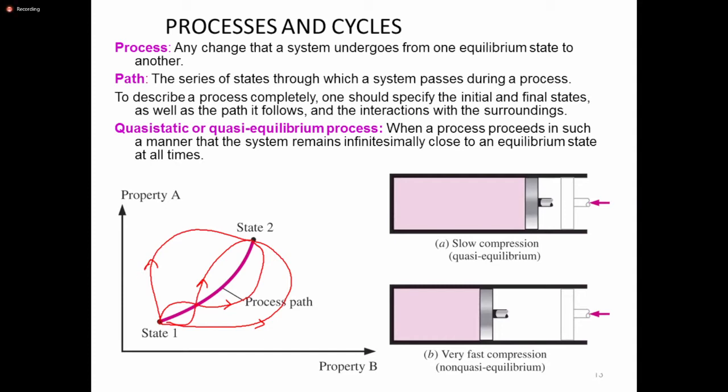Suppose the example, the piston and cylinder arrangement. This is the piston and cylinder arrangement. The piston is here, and we have some working medium, gas or air, inside the cylinder. If the process happens very slowly, then we are able to achieve equilibrium at each and every state. But if the process happens very fast, then obviously we will not be able to achieve equilibrium at each and every state, and that type of process we categorize as a non-quasi-equilibrium process.